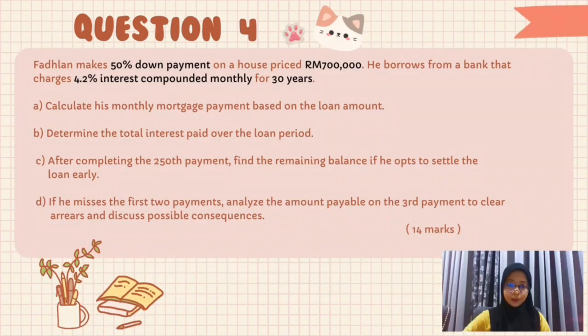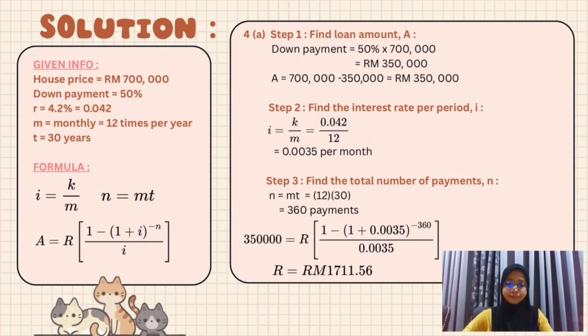Now, I will be explaining question 4. Fadlan makes a 50% down payment on a house priced at RM 700,000. He borrows from a bank that charges 4.2% interest compounded monthly for 30 years. A. Calculate his monthly mortgage payment based on the loan amount. B. Determine the total interest paid over the loan period. C. After completing the 250th payment, find the remaining balance if he opts to settle the loan early. D. If he misses the first 2 payments, analyze the amount payable on the third payment to clear arrears and discuss possible consequences. After understanding question 4, we must list down the given info from the question first.